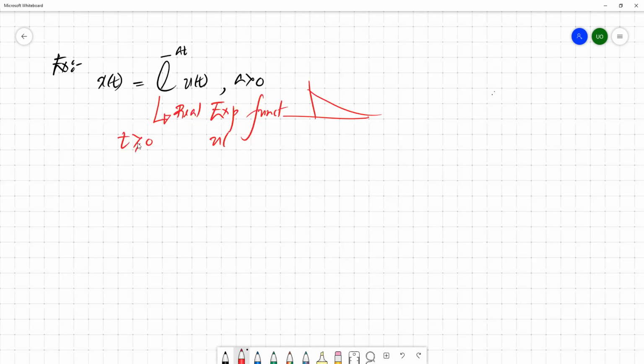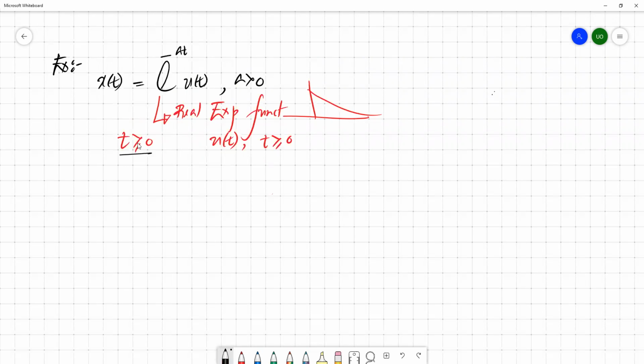Because u(t) is only defined for t greater than or equal to 0. So u(t) is 1 for t greater than or equal to 0, and otherwise it's 0. So u(t) is something like that. From here to here, the functional value is 0. From here to here, the functional value is 1. So ultimately we'll get this kind of a function, which is defined only for the t greater than 0 scenario.